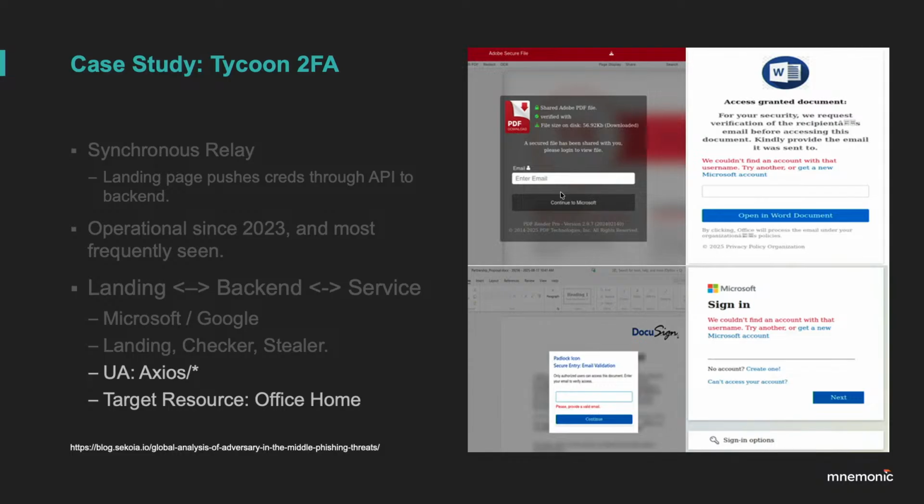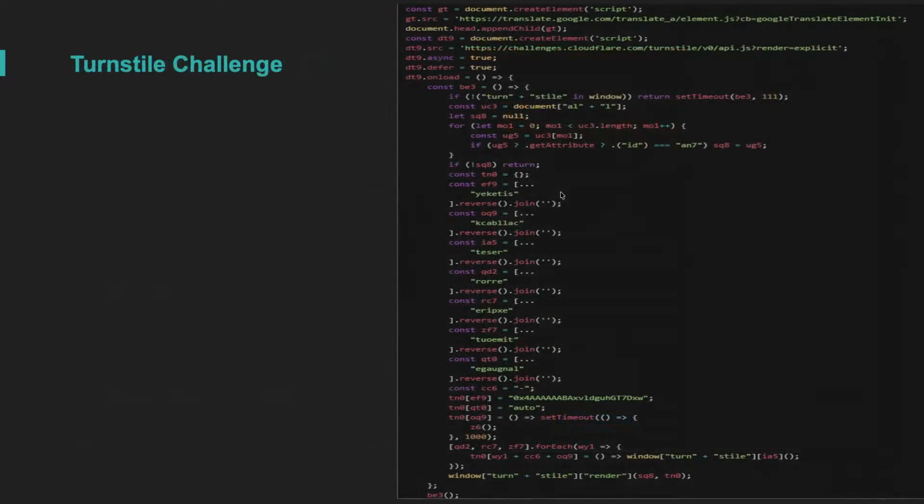They use a user agent of Axios, and the target resource that they have is home office, in order to blend away in the traffic as you analyze it. So like, oh, office, home, sure, fine, whatever. But for us, these are things that we use in our signature detection in order to find these guys.